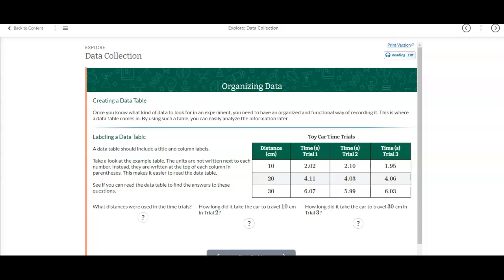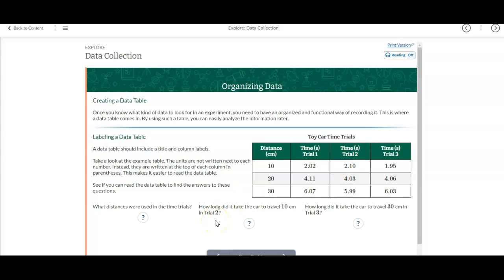So labeling your data table. A data table should always include a title and column labels. So think about someone else reading your data table. For you, it's very easy. You may not need all the labels, but when you're sharing your information with someone else, they need to know exactly what they're looking at. So a title and then labeling each of your columns.